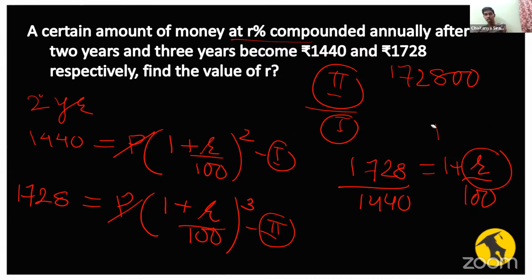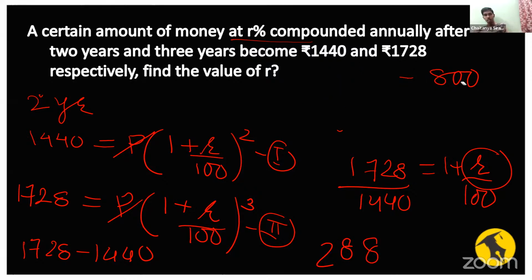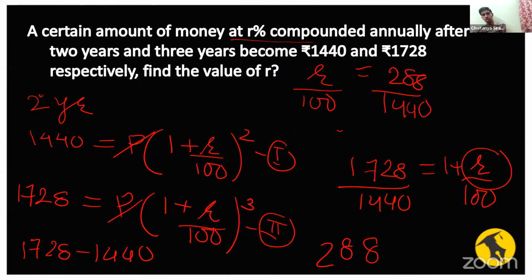Or you can take the 1 here first. So it will be how much? 728 minus 1440. 8, again 8, 288. So you get R upon 100 as 288 upon 1400. So this is nothing but twice 10. So this is 1 by 5.